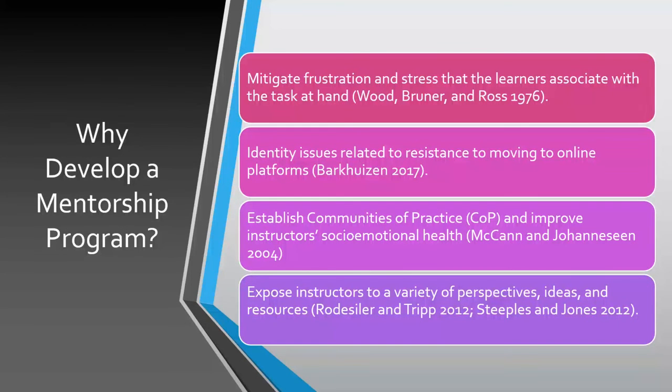Also, we know that there are a lot of identity issues related to this resistance to online education. And that's because as a face-to-face instructor, especially a language instructor, your role is quite different when you become an online instructor. You become, as we know, more of someone who is setting everything up and directing the students instead of really being the center and focus of the course.